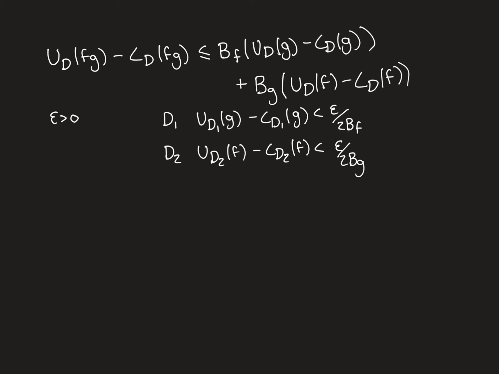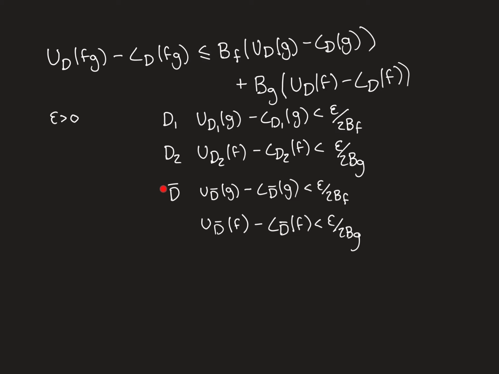Now, the problem is that for this inequality to hold true, you have to have the same dissection everywhere. So we can't have d1 and d2, so how are we going to get around that? Well, of course, we're going to build a common refinement of the two. So we will build a third dissection, d bar, which will be a common refinement of both d1 and d2, so it will contain all the cuts from d1 and all the cuts from d2. Because it's a refinement of both of them, I'm able to conclude the following two inequalities.